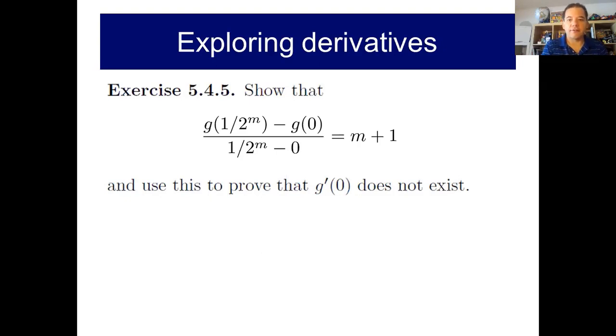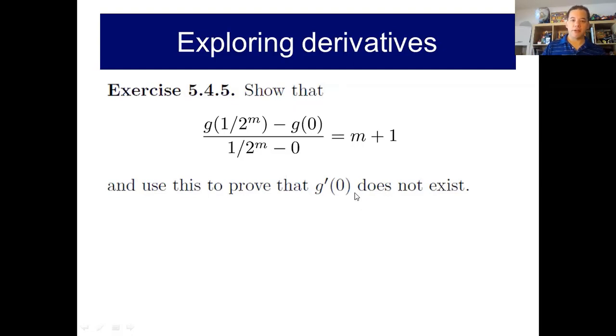So this is the first exercise that we have in the book relating to the derivative. And it says, show that g of 1 over 2 to the n minus g of 0 over 1 over 2 to the n minus 0 is this number, n plus 1. And then show that this shows that the derivative doesn't exist. All right? Now, I'm going to argue the second part first. How is this exercise on top related to the fact that g prime of 0 doesn't exist?